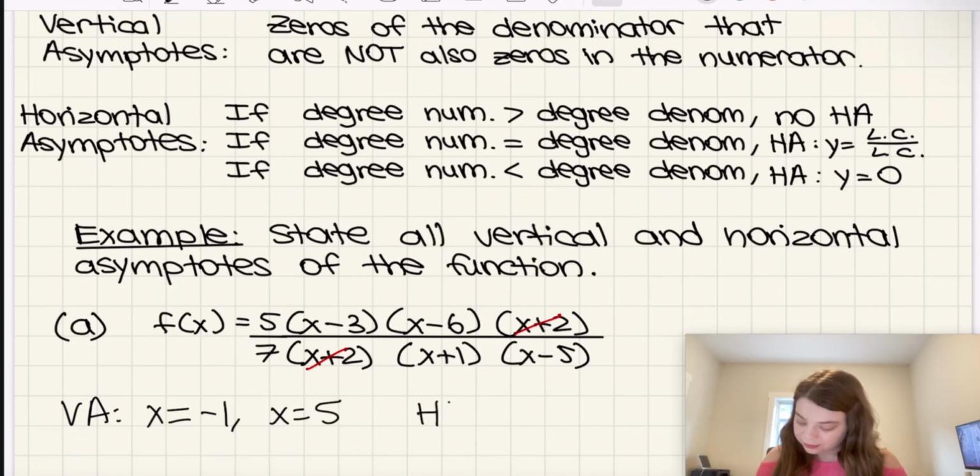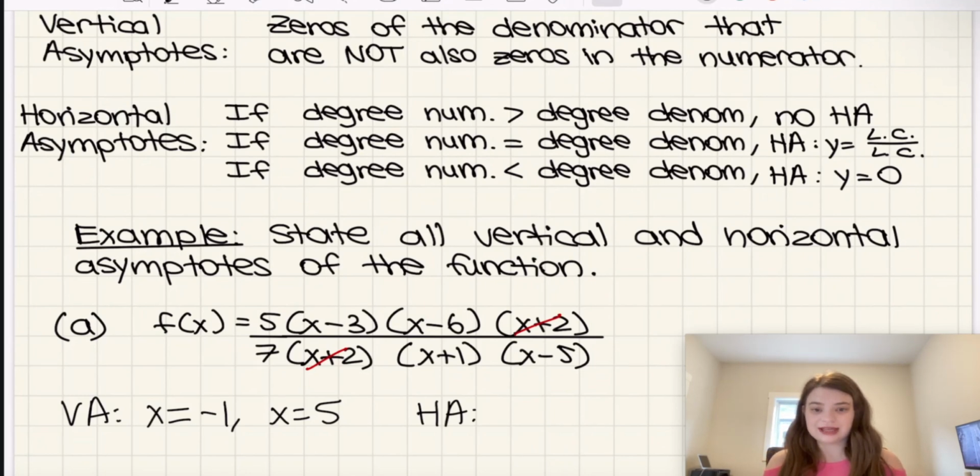Okay, now what about the horizontal asymptote? For horizontal asymptotes, there can actually only be one for each function. Not all functions have one, but the maximum there can be is one. Whereas for vertical asymptotes, the maximum there can be is equal to the degree of the denominator, but there could also be less, depending on the circumstances.